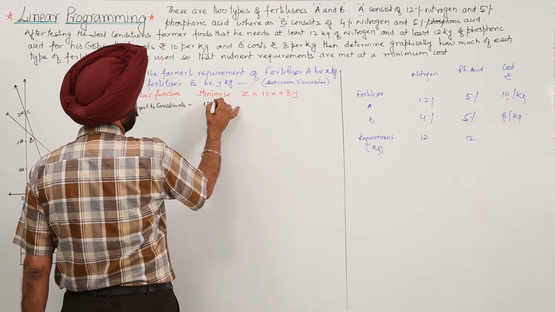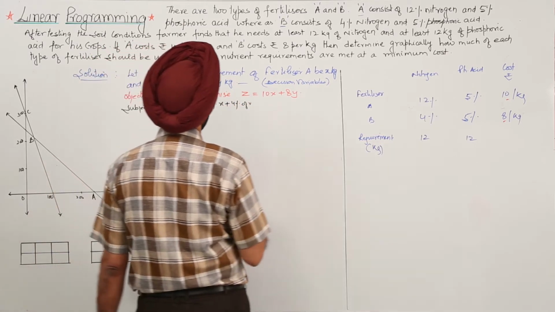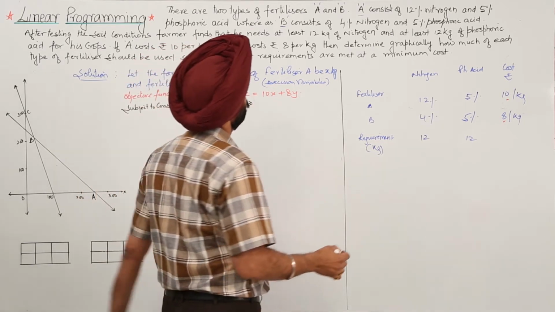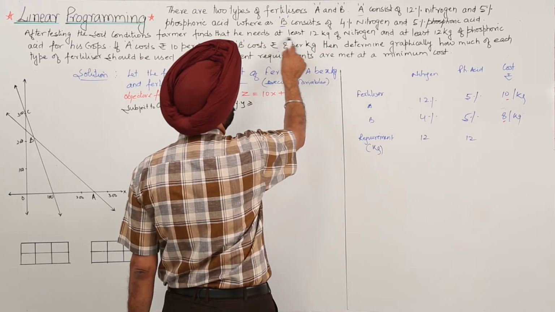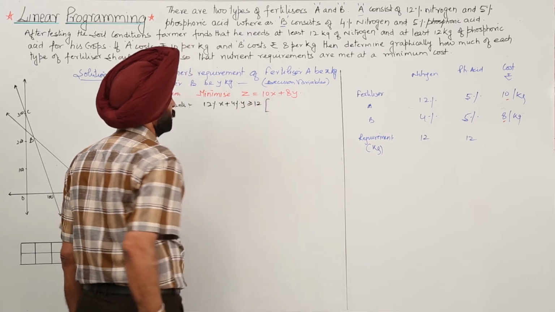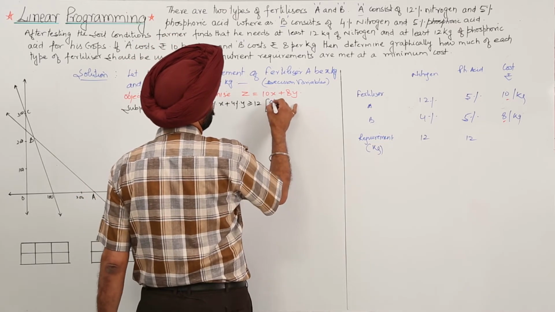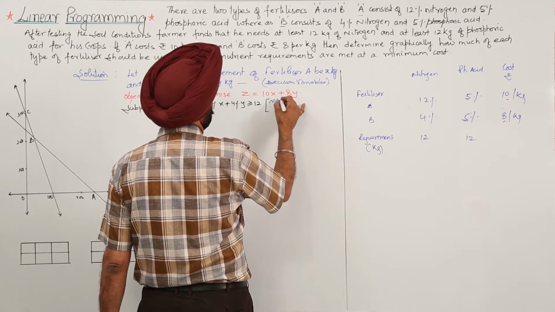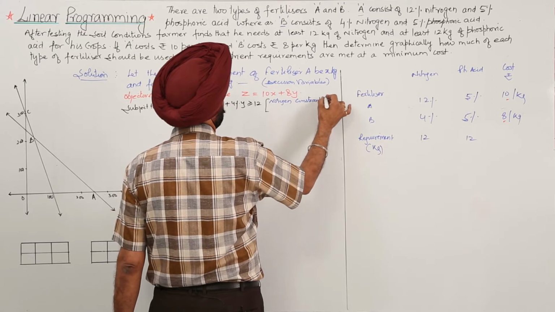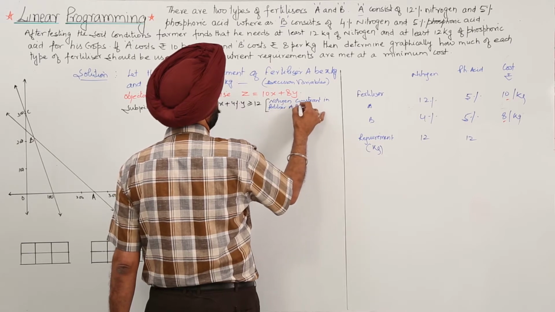12% of x plus 4% of y. We can directly write that 4% of y is greater than or equal to, because we are having at least. Okay, the word is at least, so greater than or equal to 12. Now what is this? This is the nitrogen constraint in fertilizers A and fertilizer B.